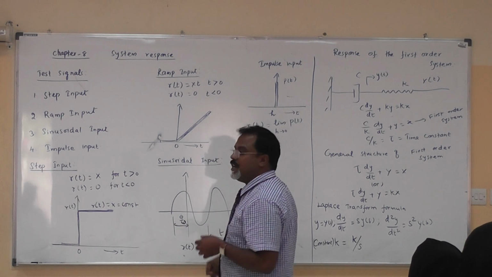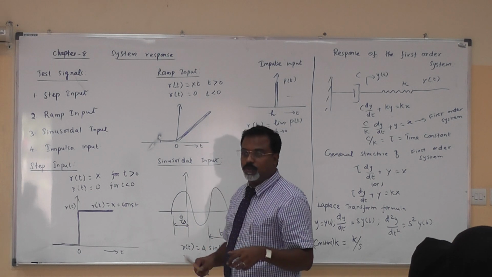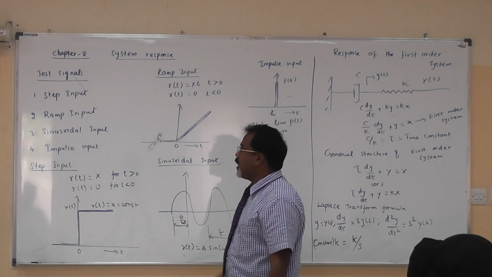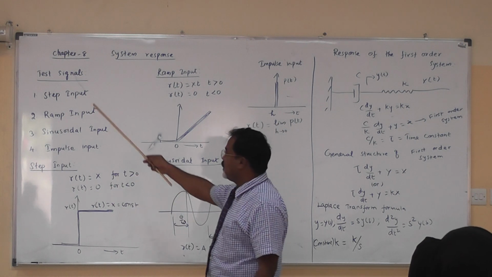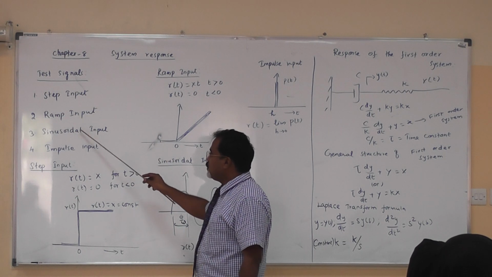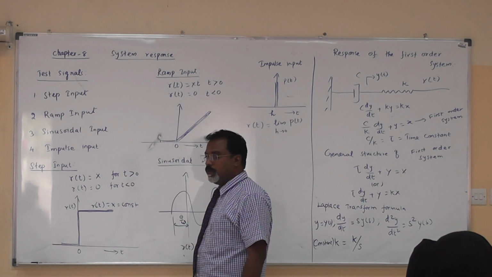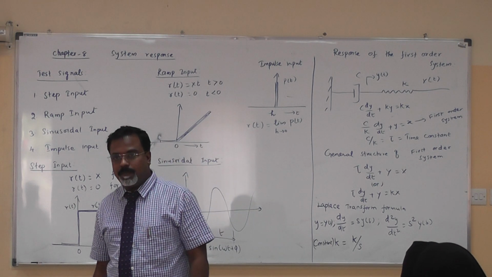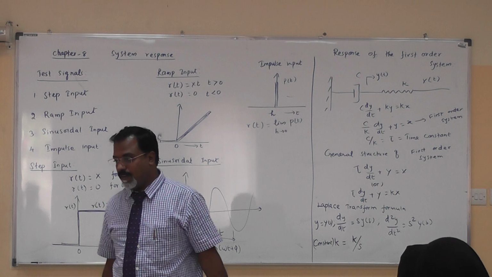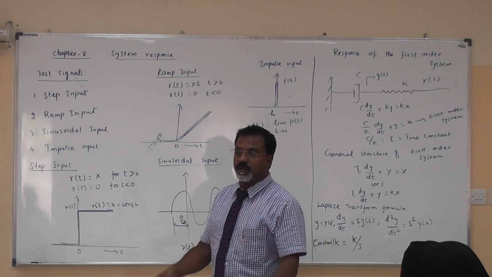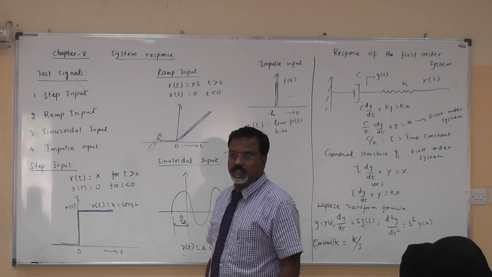There are different kinds of input that are called test signals. To inspect the system, we have some test signals. Some important test signals are given here: step input, ramp input, sinusoidal input, impulse input. We can give these kinds of input to any system you have developed, and then you find the response from the system. That means the performance of the system.